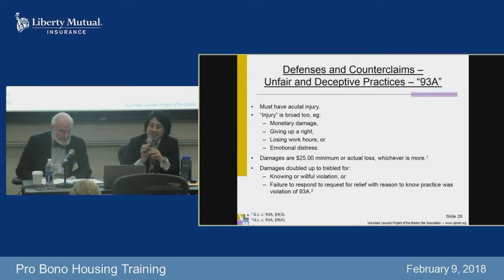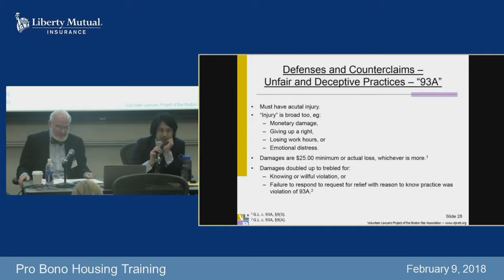Okay. So in terms of damages, there has to be an actual injury, or in the housing court, it could be an actual injury. It's the same thing. The injury is also defined very broadly, right? It can be monetary damage, but doesn't always have to be. So it can be the tenant giving up a right because of something the landlord's done. They lose work hours, emotional distress, certainly can be an injury. And the damages are going to be $25 statutory minimum or actual loss, whichever is more.